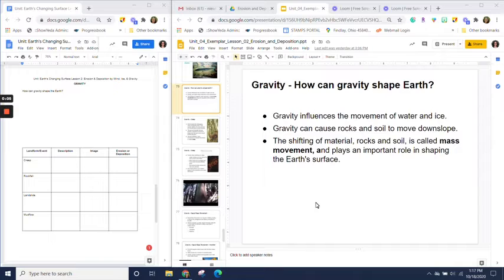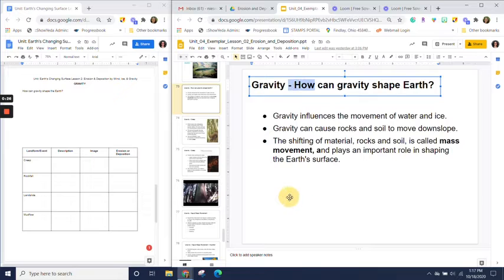Gravity and how it can shape Earth through erosion and deposition. This is on the fourth and last page of your second packet of notes. So you're going to use this slide here to help you answer this question in your notes.